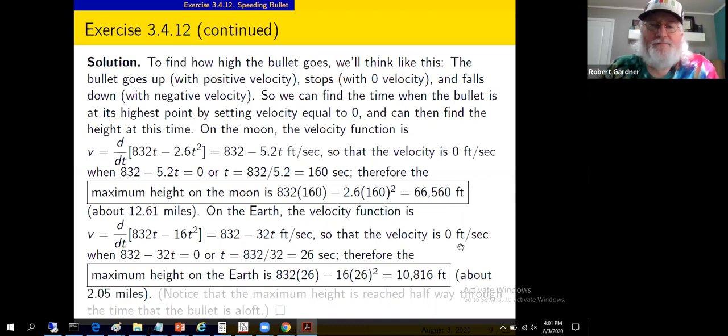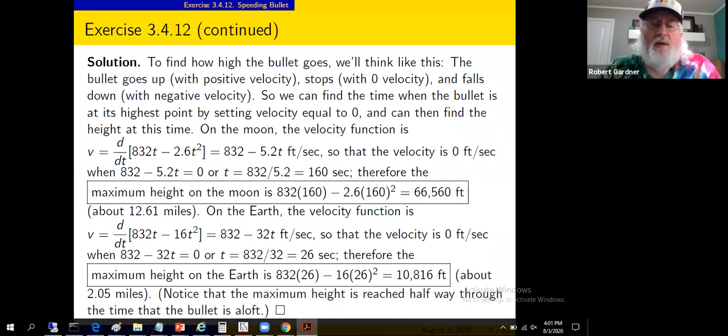Now, think like this. We set the derivative equal to 0 because we knew the function described something that went up, stopped going up with 0 velocity, and then started going down. And we found the time based on that. That's how we'll use this in the future.